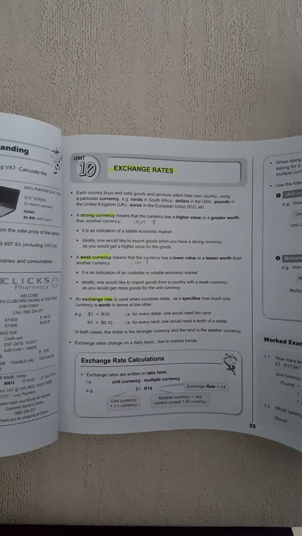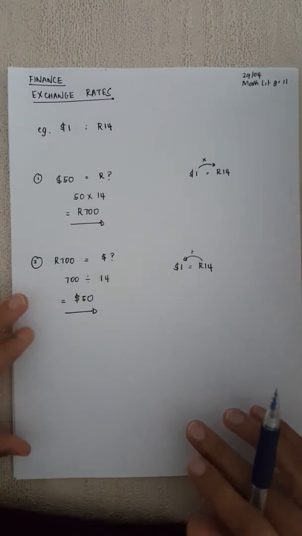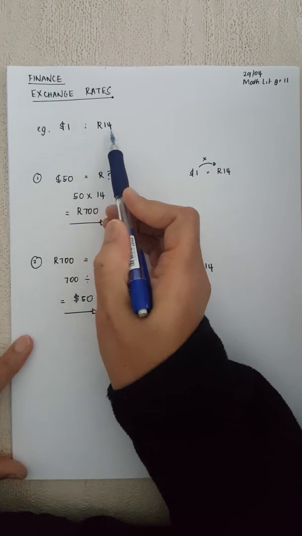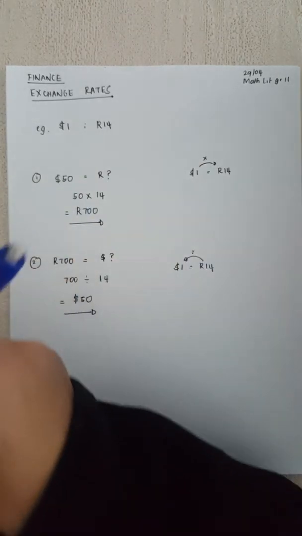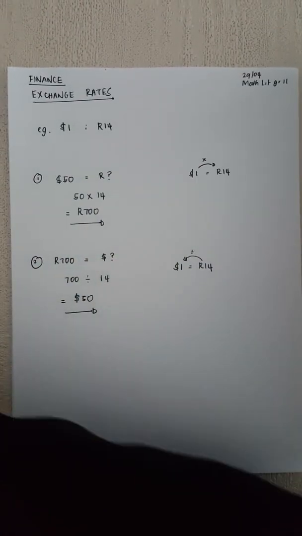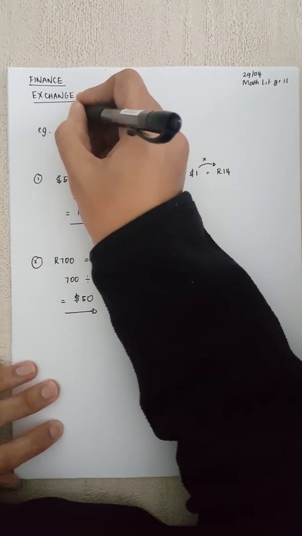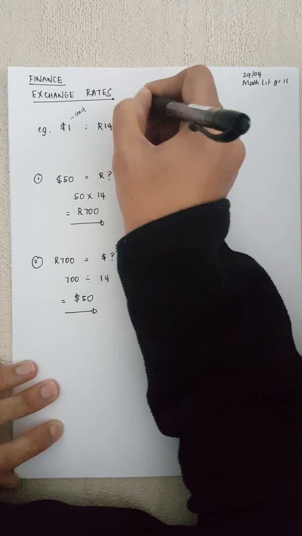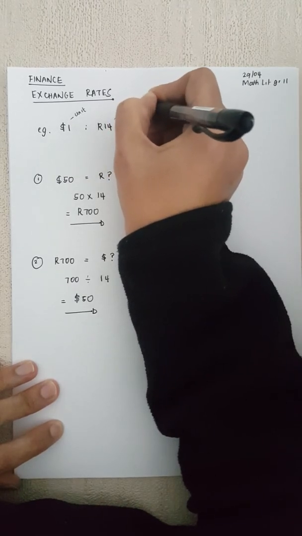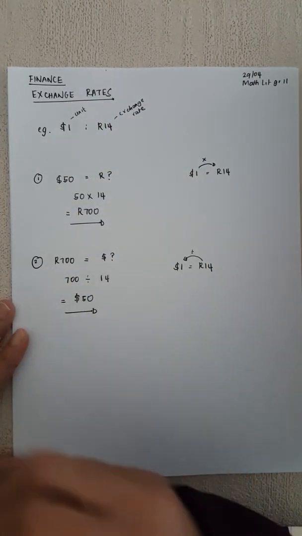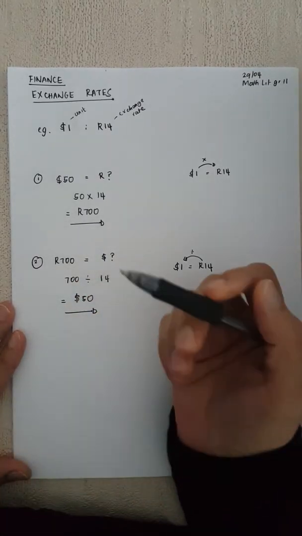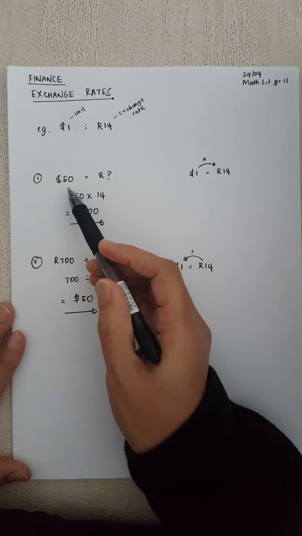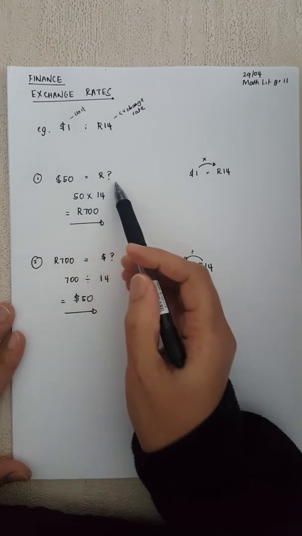So let's go through an example. I'm using that example from that book where we've got $1 is 14 rand. Remember that this part of your question is giving you your unit currency, and this part is giving you your exchange rate. So it's very logical. You don't need to learn any formulas. All you need to do is know how to calculate. The first part is telling you that you've got $50, and you want to know how many rands you get.